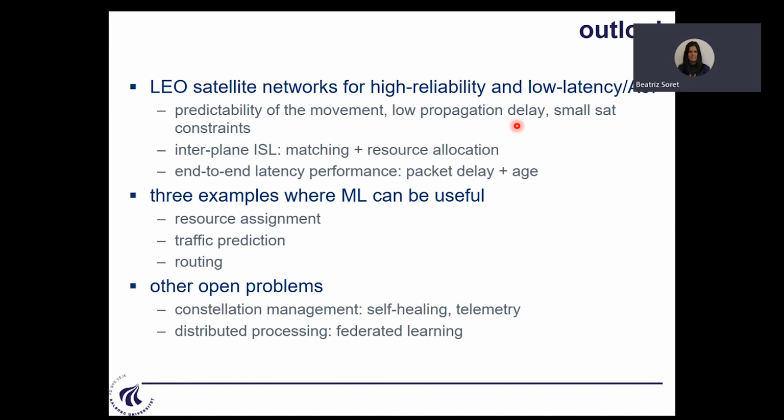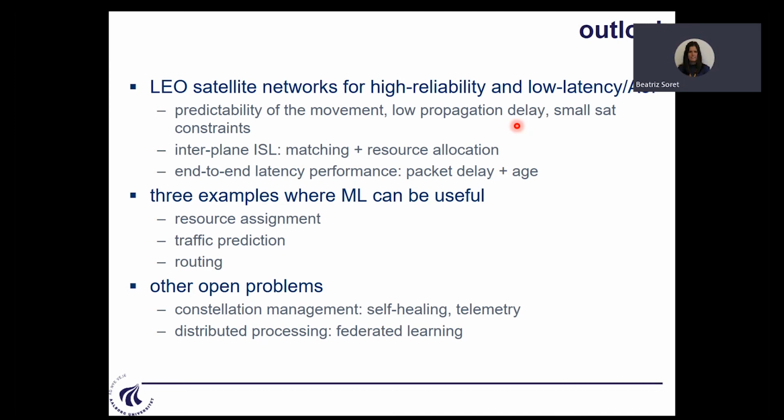So in this talk, I wanted to introduce you a little bit about these LEO satellite networks, which are the challenges, how reliability, low latency, and age of information can be supported here. So a little bit on the interplane ISL matching and resource allocation problem, and then on the end-to-end latency performance. And I mentioned very briefly, without much detail, where machine learning can be useful. So in the resource assignment for sure, and this is one of the things that we want to do next, and also in the traffic prediction and on the routing.